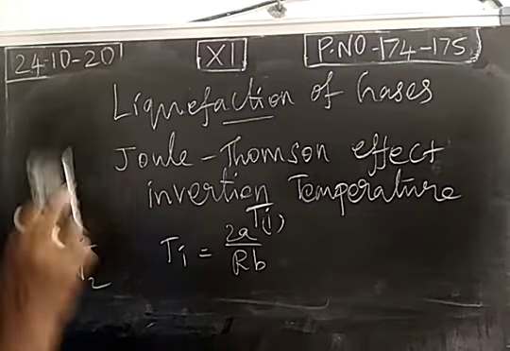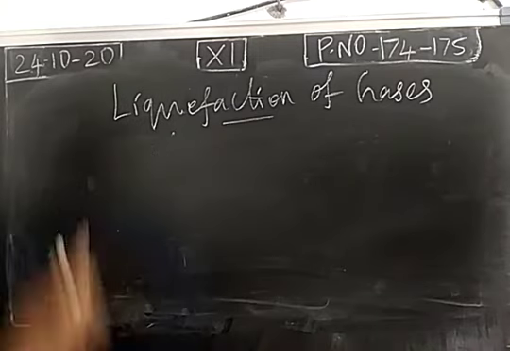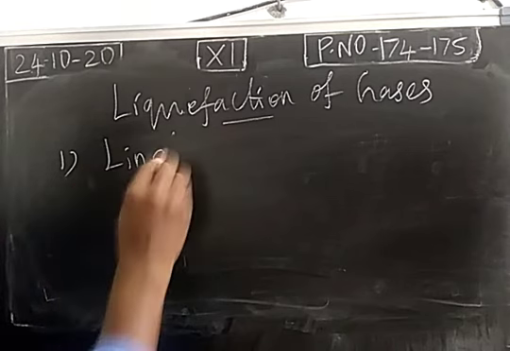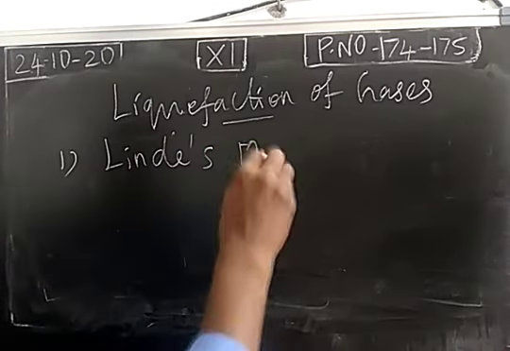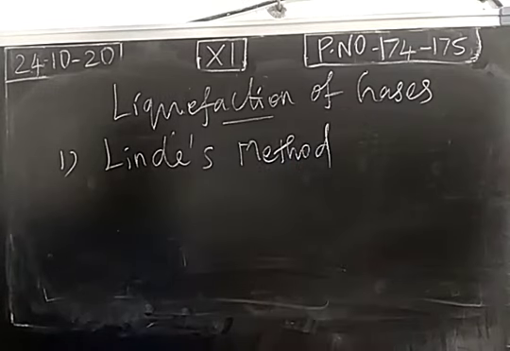Then what are the methods? What are the liquefaction methods available? First one, Linde's method. The scientist's name. Linde's method. So here we follow the Joule-Thomson effect. When a gas is expanding adiabatically from a higher pressure region to a lower pressure region, temperature will be reduced, so cooling will be enhanced, more cooling will be there, so the gas will become liquid. So this is Linde's method.